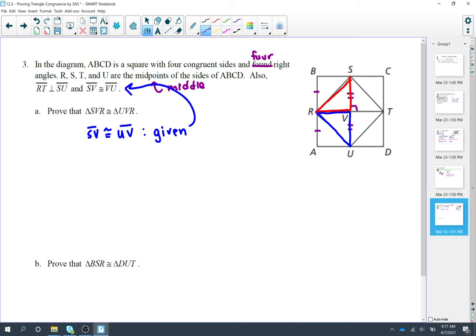Well, the angle I'm probably looking at here is right here, because if these lines are perpendicular, then I know that they hit at a 90-degree angle. So now I can say that angle SVR is congruent to angle UVR, and the reason is all right angles are congruent.